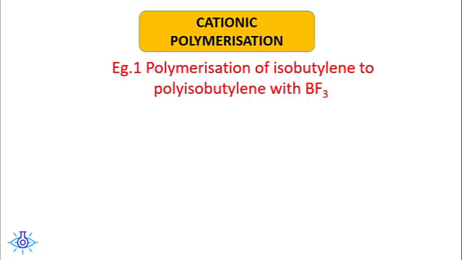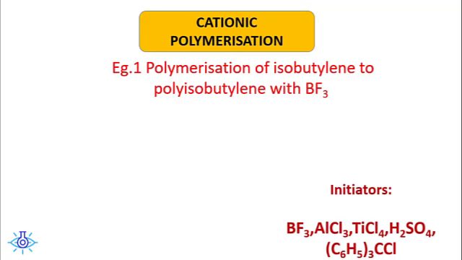This cationic polymerization is one where an electrophile or a proton is involved in the polymerization reaction, or the chain initiation is done by the electrophile and propagation is carried out by the carbonium ion. If the chain initiation is carried out by an electrophile and if the propagation is carried out by a carbonium ion, then we call it a cationic polymerization.